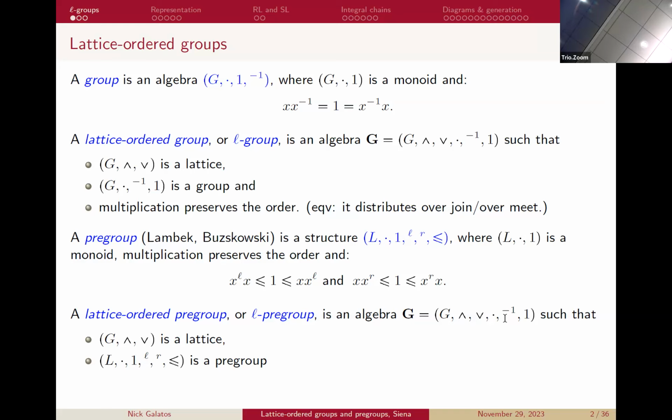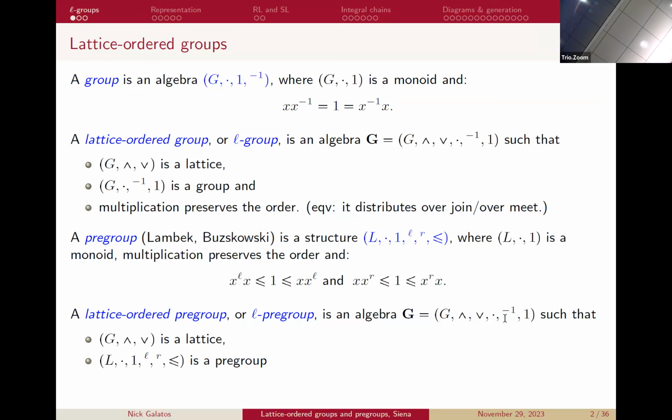Then L and R coincide. Yeah, actually, that's a good question. Please ask questions. Yes, if you are abelian, then L and R will be the same, and then you will get an L group, which will actually be an abelian L group.